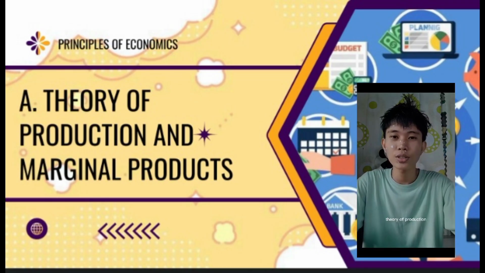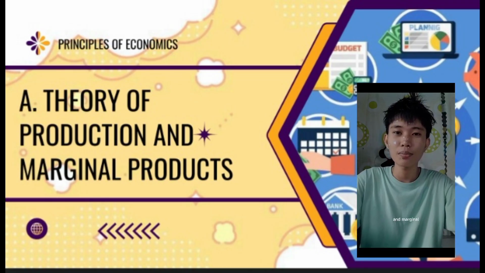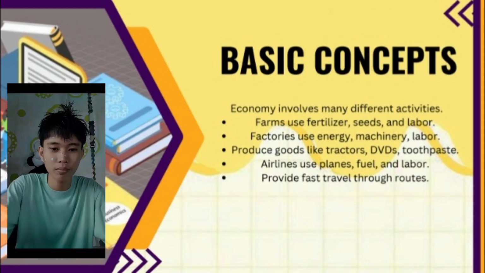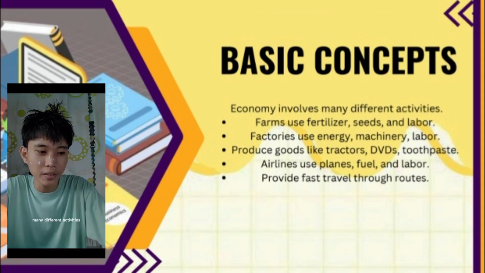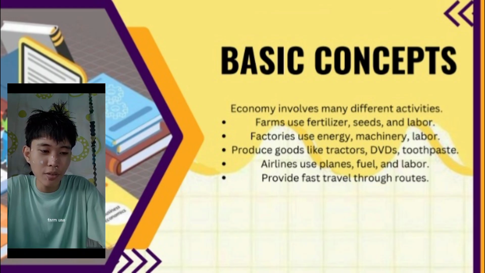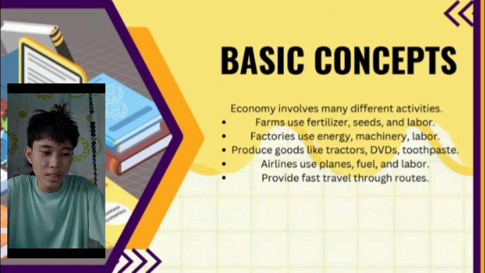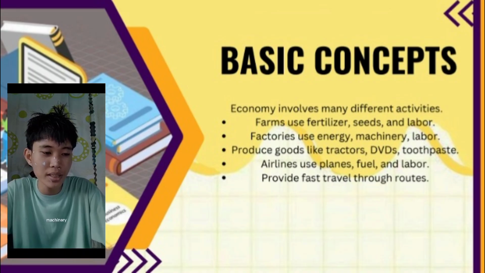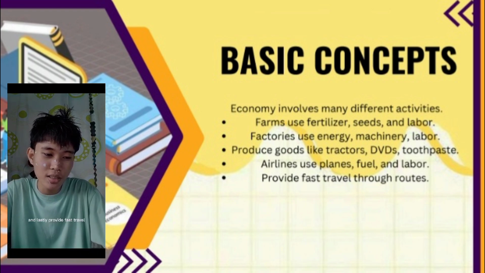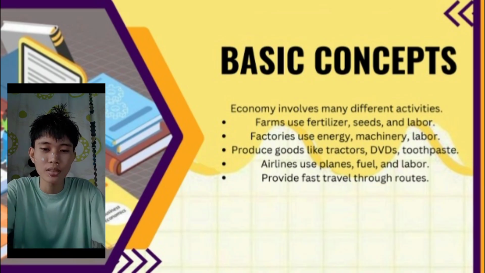Theory of production and marginal products. Basic concepts. The economy involves many different activities, including farms that use fertilizer, seeds, and labor. Factories use energy, machinery, and labor to produce goods like tractors, DVDs, and toothpaste. Airlines use planes, fuel, and labor, and lastly, provide fast travel through routes.